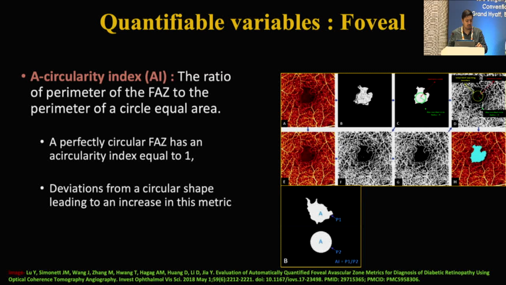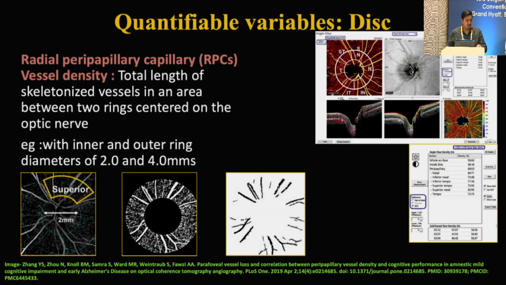A perfectly circular FAZ has an acircularity index of 1. Deviation from the circular shape of the FAZ will lead to an increase in this metric. Then there is radial peripapillary capillary vessel density. It is nothing but the vessel density around the disc, usually calculated in between two circles, which can vary in diameter depending on the type of machine.